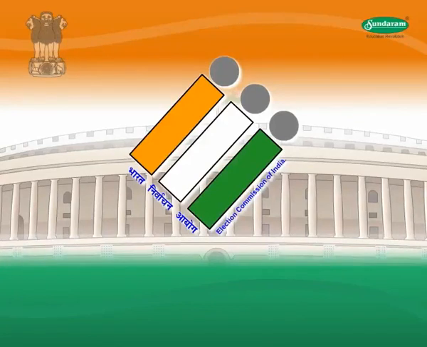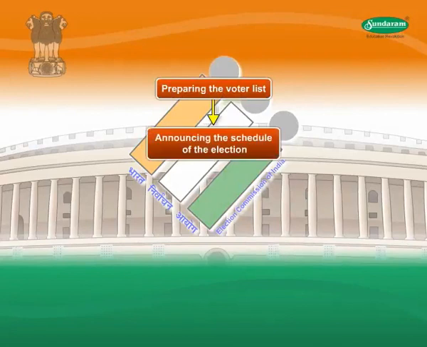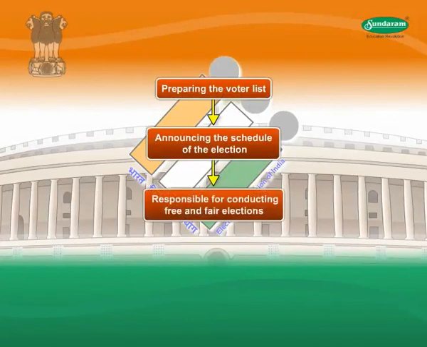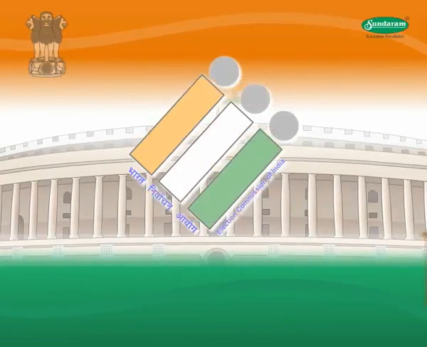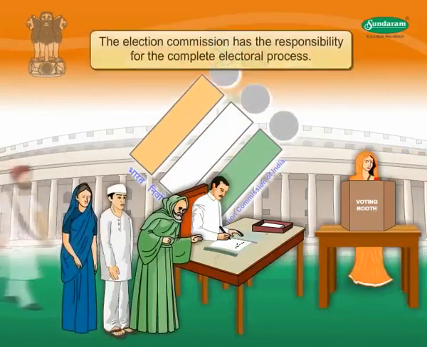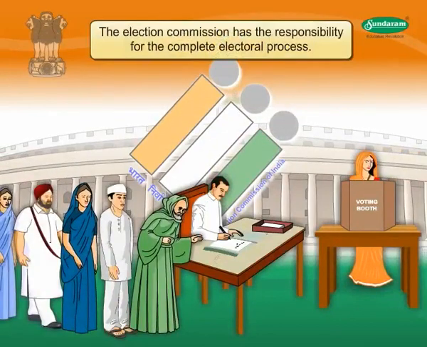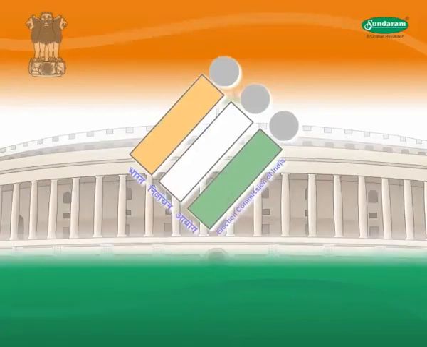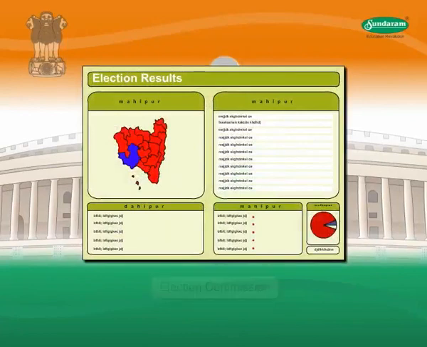It performs the functions of preparing the voter list, announcing the schedule of the election, and is responsible for conducting free and fair elections. It means the Election Commission has the responsibility for the complete electoral process. The results are declared by the Election Commission.